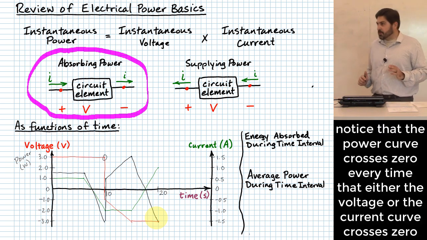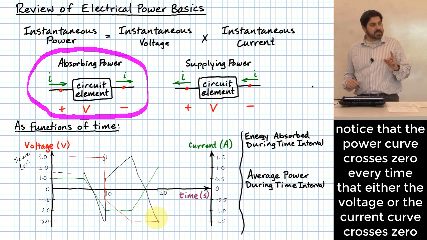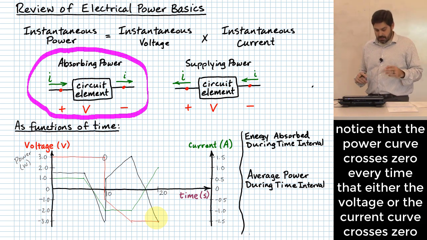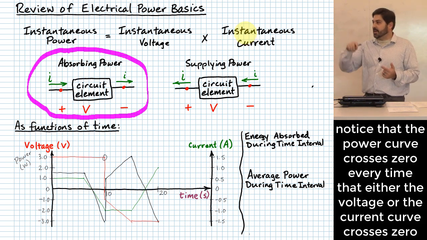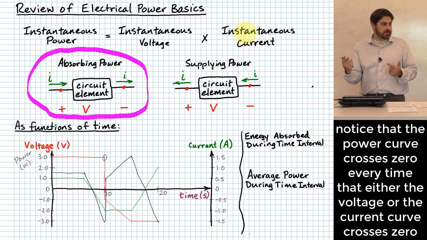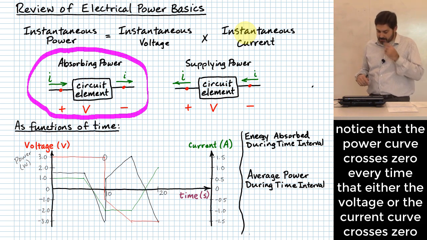All right, now here are a few things I want to point out as well. This makes sense, but I want to actually mention it. Do you notice that the power curve crosses 0 every time that either the voltage curve or the current curve crosses 0? Does that make sense? Well, it should, because we're doing instantaneous voltage times instantaneous current. If either one of those values is 0, you expect power to be 0, right? So you better have crossings of your power curve anytime that either voltage or current cross 0. Okay, so that's the first thing that I want to mention.